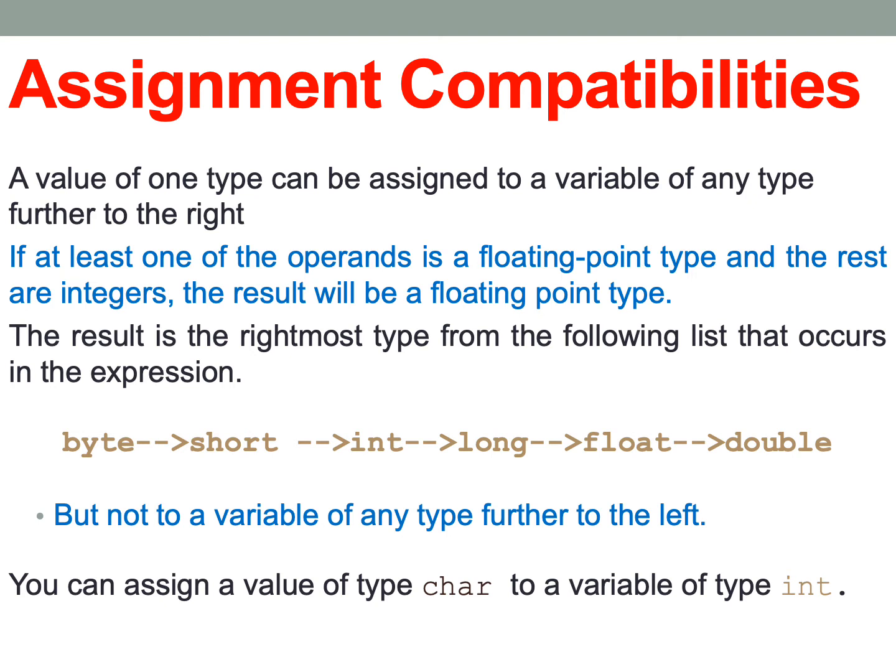Assignment compatibilities. A value of one type can be assigned to a variable of any type further to the right, meaning that smaller data types or smaller values can be assigned to contain larger values by changing the data type. For example, we can have byte to int or int to double.